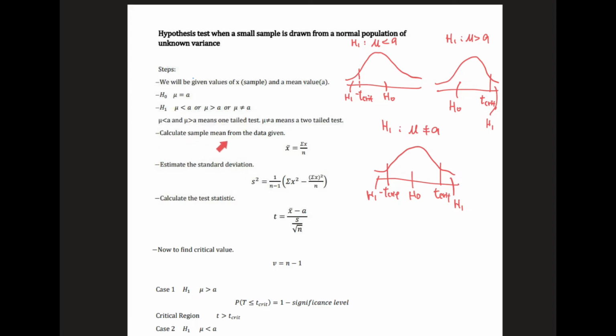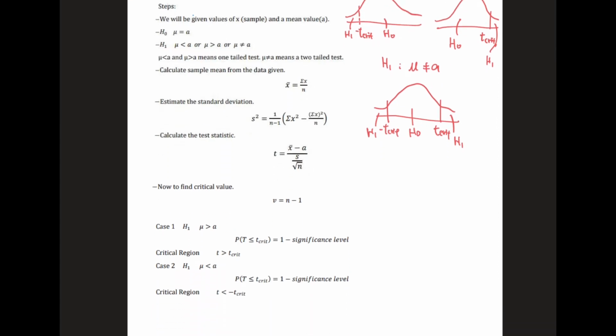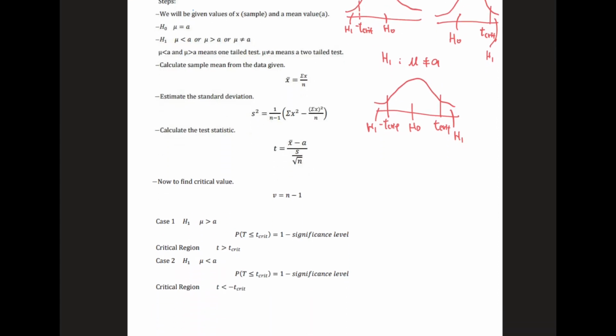Calculate the sample mean from the data given. So you have to calculate this first, the mean. Then you have to calculate the unbiased estimator. Use this formula again. Then you have to calculate the test statistic. Then you have to find the T critical value by using the degree of freedom, v equal to n minus 1. Then you have to look for the confidence interval, and after that you check the table, the same table as just now.